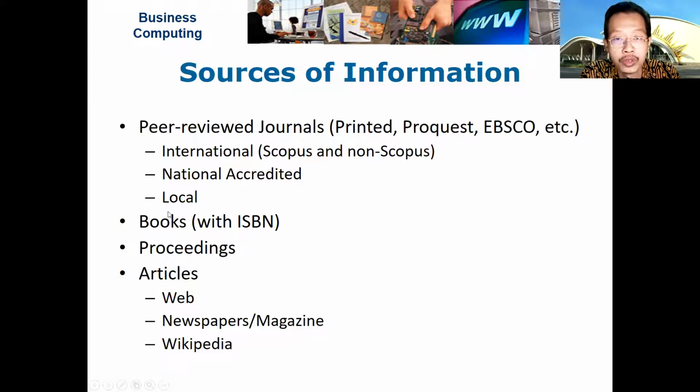Another source would be books. Of course, you would be looking at books with ISBNs, the more formal books. Also, you can use textbooks, for instance. Proceedings are papers that are taken as a report from a particular conference. That's a proceeding. And then articles from the website, from newspapers, from Wikipedia, but this is not recommended. This is the minimum that I require: journals, books, and proceedings.